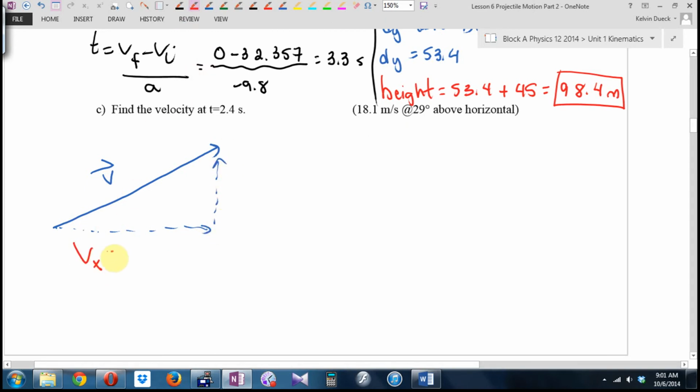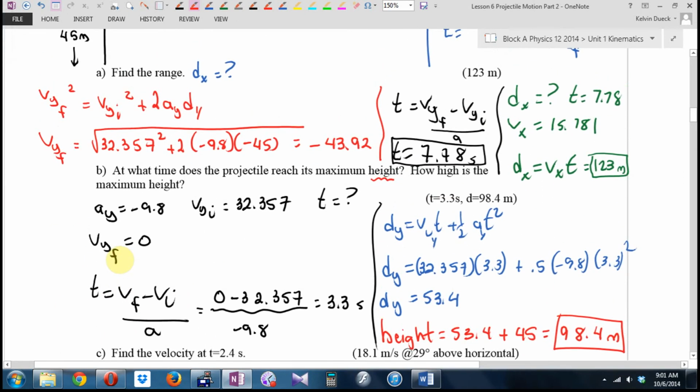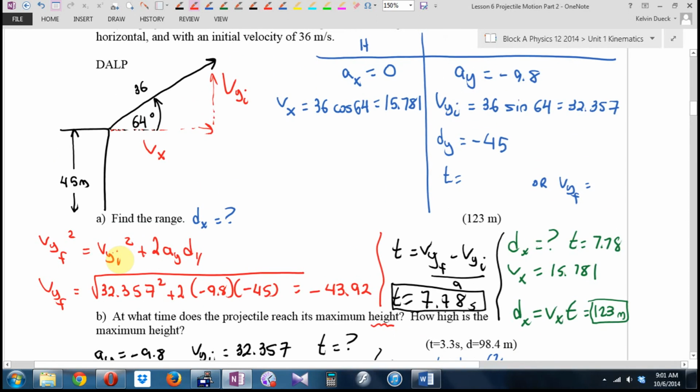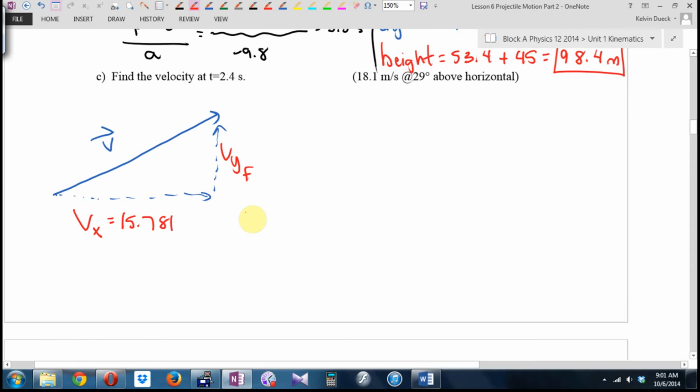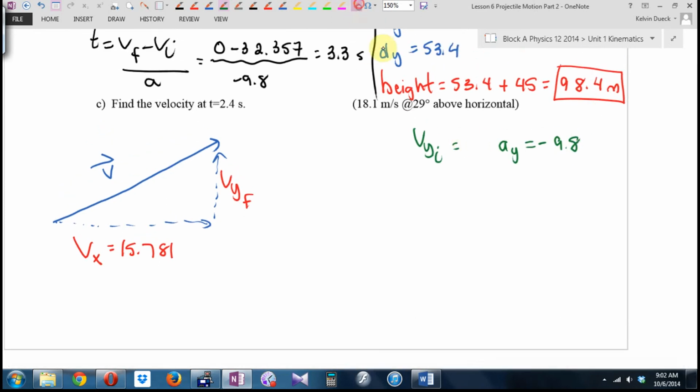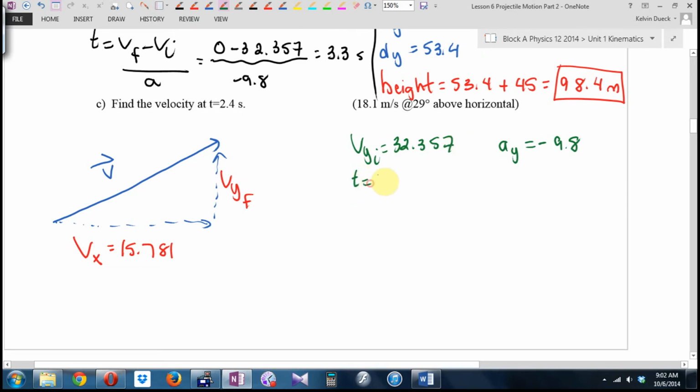I'll have Vx, which I know, 15.781. And I'll have Vy final, which I don't know yet. Vy, that's vertical, so over here I'll say to myself, Ay was negative 9.8. What was Vy initial? 32.357. Need more room, Mr. Dueck. 32.357. Oh, and in this question, I know t. They told me 2.4.